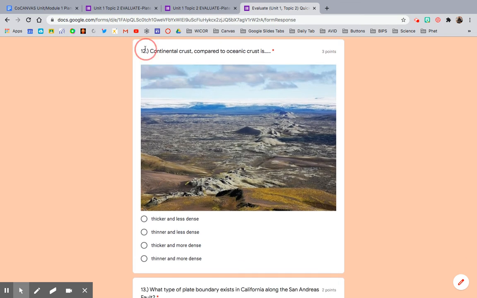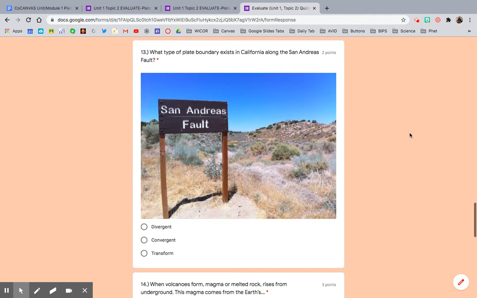Number 12, the continental crust compared to the oceanic crust is what? So this reminds me of that first question, but now we're comparing continental first. So is continental crust thicker and more dense than oceanic crust? Is continental crust thinner and less dense? Is continental crust thicker and more dense? Or is it thinner and more dense? So remember, I compared continental crust to grandma. Think about what I said about her. And then oceanic crust is like Ocean Eyes, Billie Eilish, young people. And obviously, that's a huge generalization. It's just to help us remember.